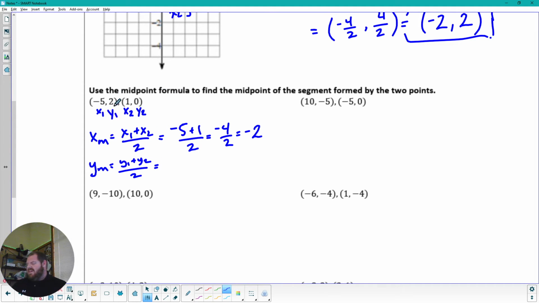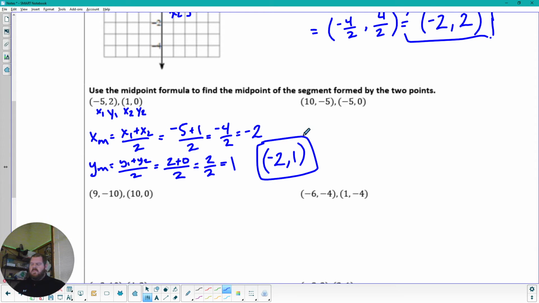All right. For the y-coordinates, we have 2 and 0. So 2 plus 0 divided by 2 sounds like 2 divided by 2, which is 1. So we get the midpoint at 2, 1. I think that way is just a little bit easier sometimes for people that have a hard time with organization. I think that was the word I was looking for earlier. Found it. Got it. Good.